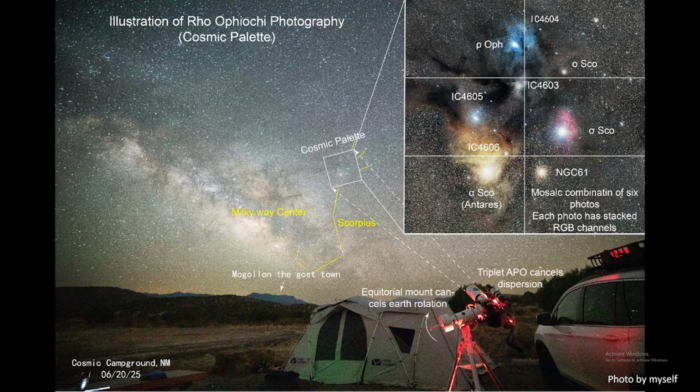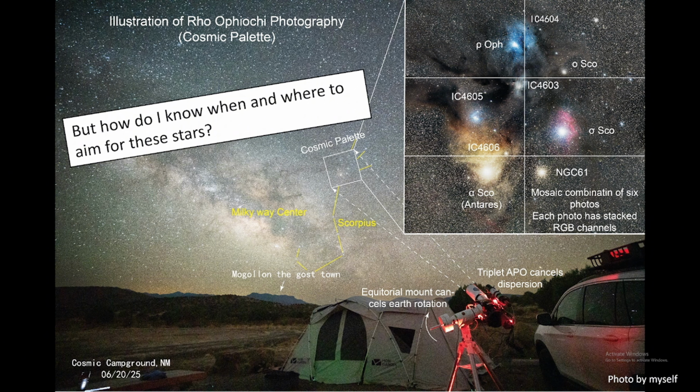So at night, the Milky Way rises, and I set up the telescope for astrophotography just by my tent. The object is called the Cosmic Palette. It's right here, which is a bunch of stars and nebulae near the Milky Way center. It's pretty cool, right? So you probably have this question: how do you know when and where to aim for these stars? In this lecture, you will have some ideas what to look for and when and where to look for things. This is what this lecture is about.